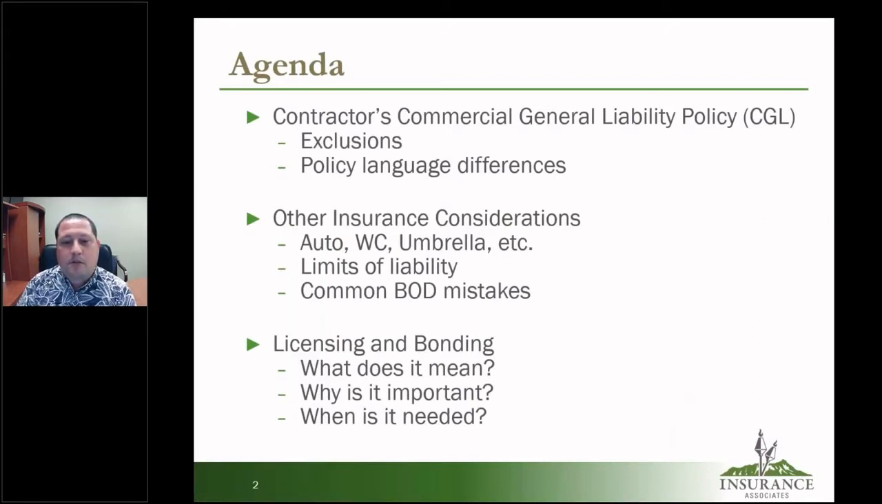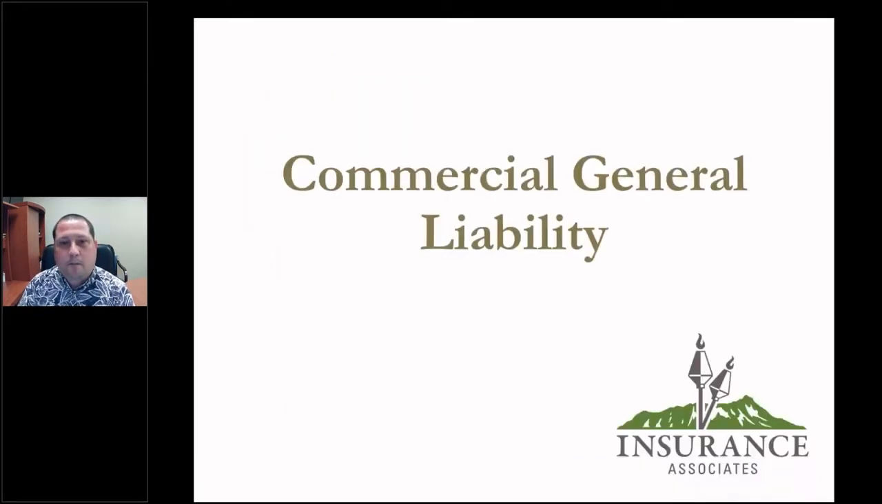I'm going to go over some common exclusions in the general liability policy and differences in policy wording. Other coverages I'll talk about include auto, work comp, umbrella, and professional liability. Finally, I'll briefly talk about licensing and bonding.